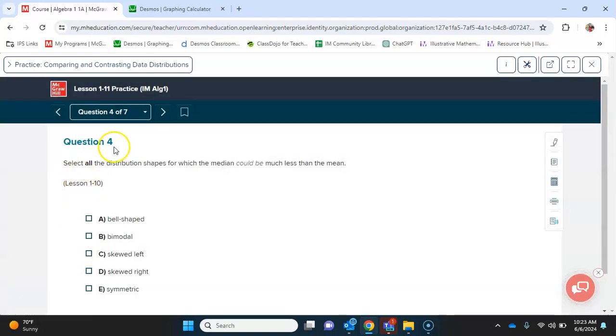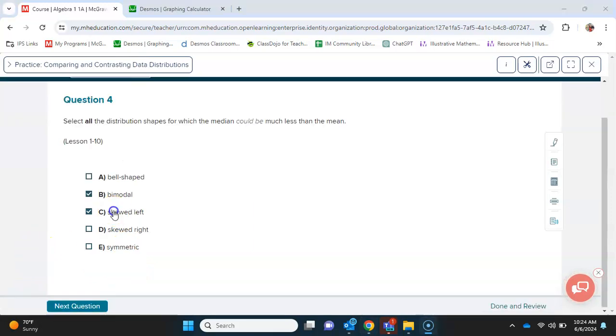Question 4. Select all the distribution shapes for which the median could be much less than the mean. I say bimodal and skewed left. Actually, it is skewed right, not skewed left, because it could be much less than the mean.